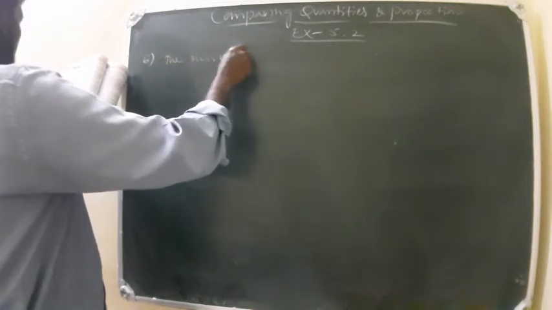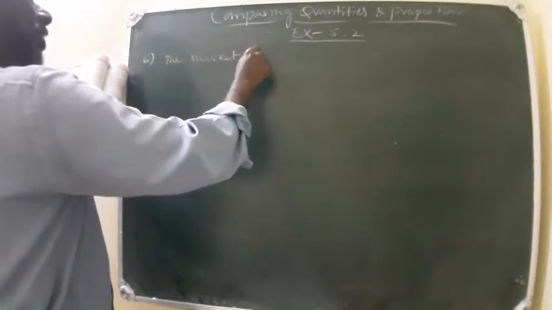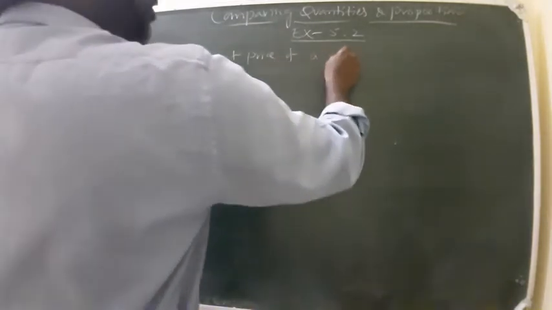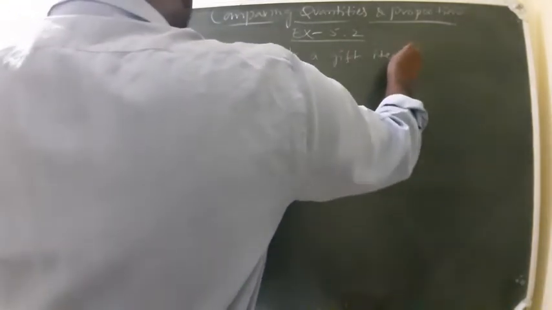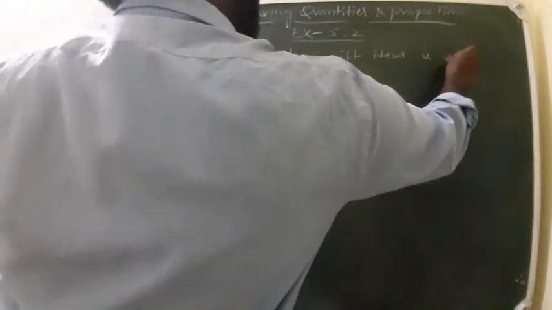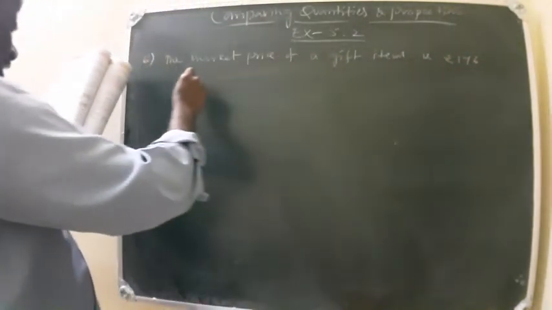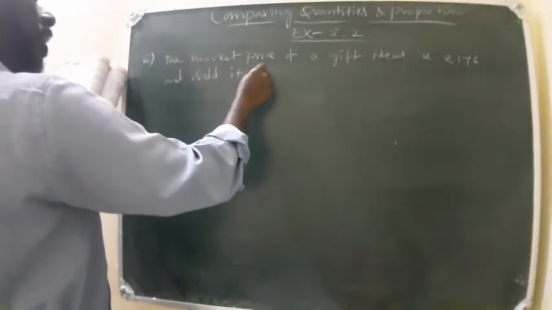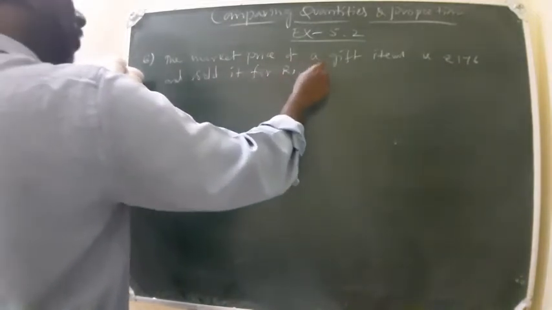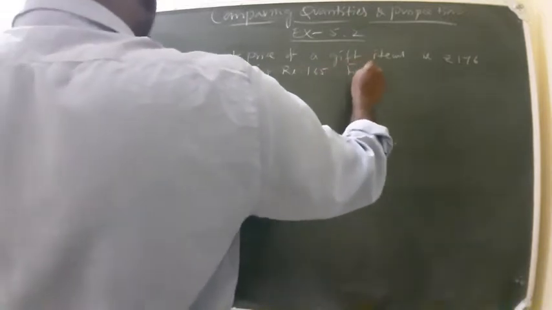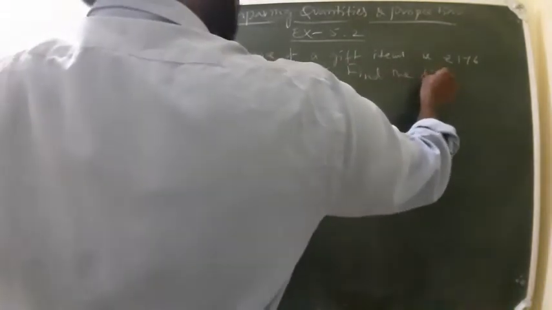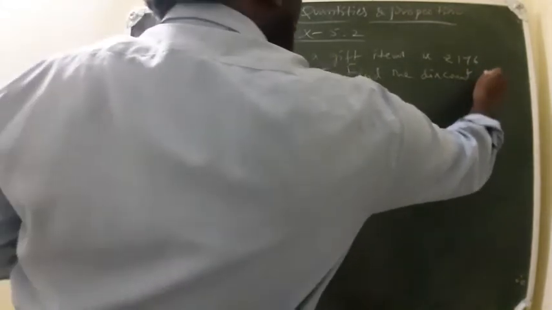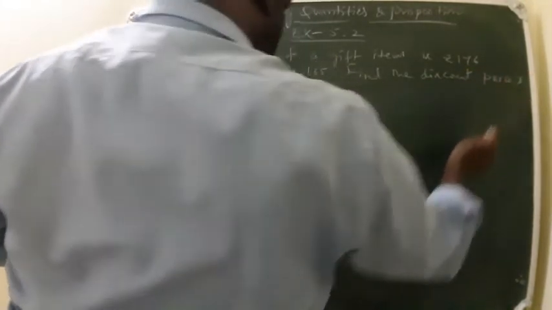The market price of a gift item is rupees 176 and sold it for rupees 165. Find the discount percent. Discount percent you have to find.